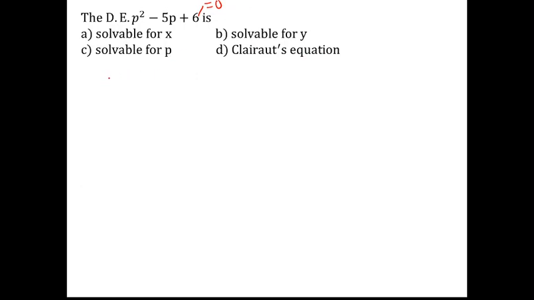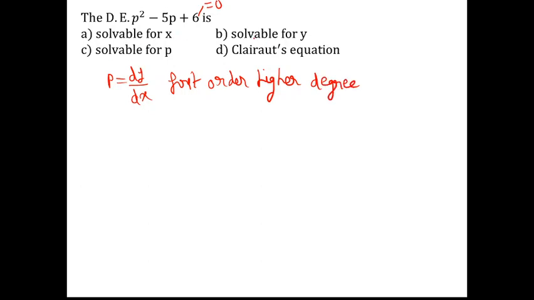See here, p is nothing but dy by dx. So this is a first order higher degree differential equation. In a first order higher degree differential equation, we have 4 cases which are mentioned here: equation soluble for x, soluble for y, soluble for p, as well as Clairaut's equation. If you find an algebraic equation in p, then you can factorize it easily to get the answer. Here this equation is a quadratic equation in p, so this is an equation soluble for p.